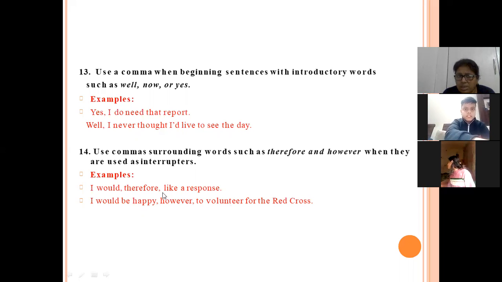So these words are interrupting the sentence. If I read the sentence like this, I would be happy to volunteer for the Red Cross, this is also right. I would like a response, this is also right. But we have added these interrupting words. They are disturbing the sentence. So to make the sentence clear, what we have done is, we have just inserted a comma before and after these words.